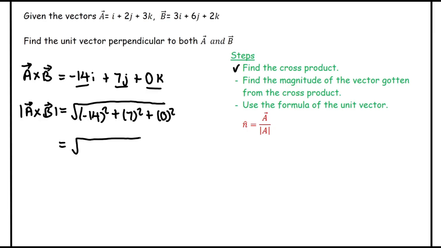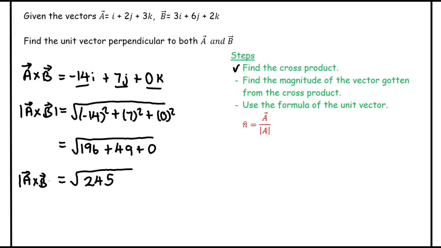This gives us the square root of negative 14 squared, which becomes 196, plus 7 squared is 49, and 0 squared is 0. We add these together, and we get 245. So that's the magnitude of the cross product of these two vectors. So now that we've gotten the magnitude of the vector gotten from the cross product, now we need to use this formula.